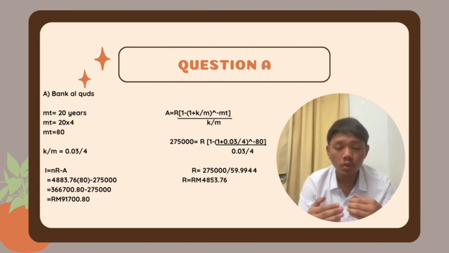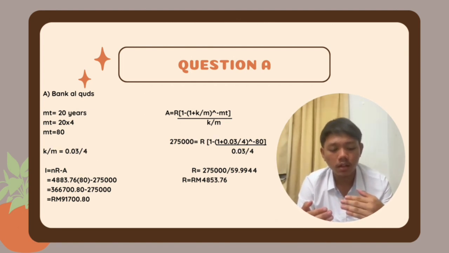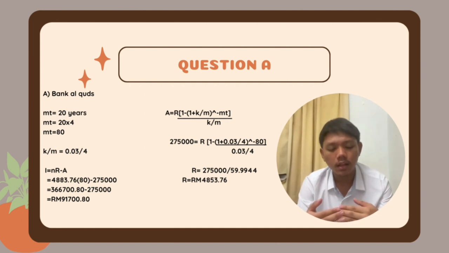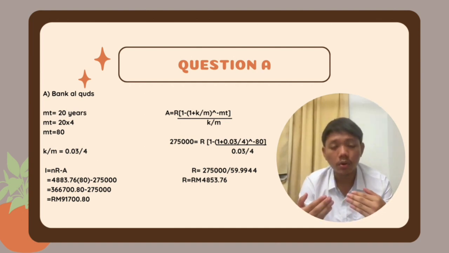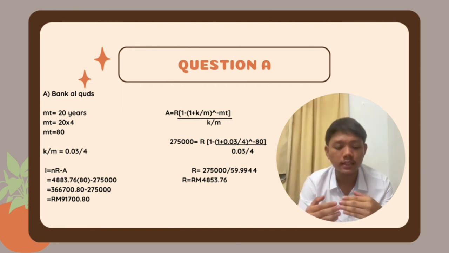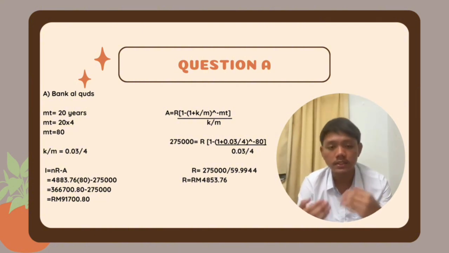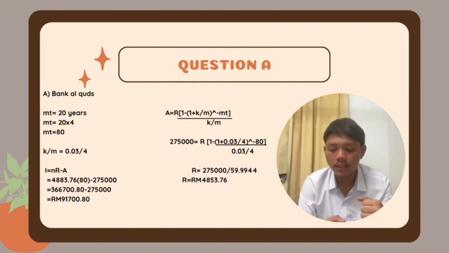275,000 equals R, open bracket, 1 minus open bracket, 1 plus 0.03 divided by 4, close bracket, to the power of negative 80, divided by 0.03 divided by 4, close bracket. We will get the answer 4,583.76.